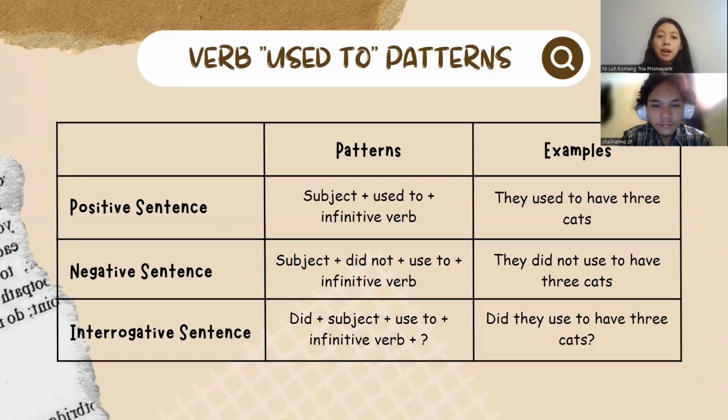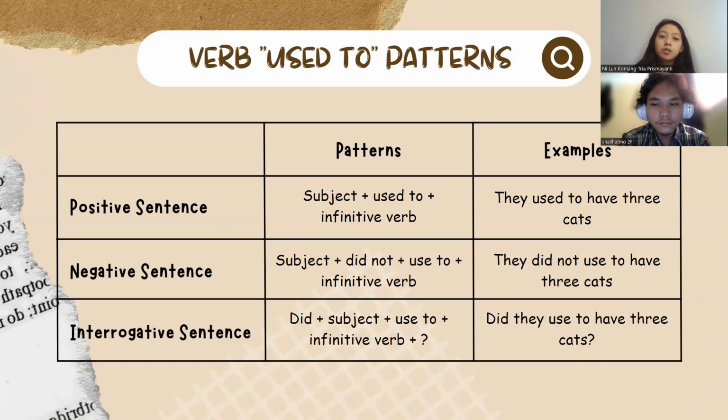Verb used to patterns. The positive sentence pattern is subject plus used to plus infinitive verb. The example is, they used to have 3 cats. They is the subject, used to have is the infinitive verb, and 3 cats is the object.